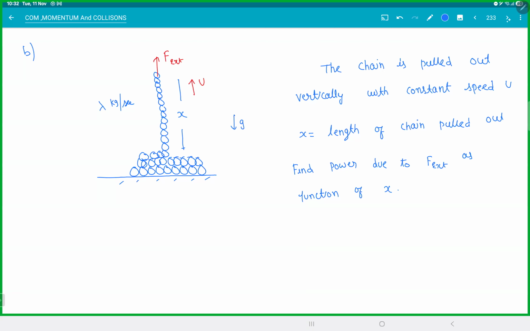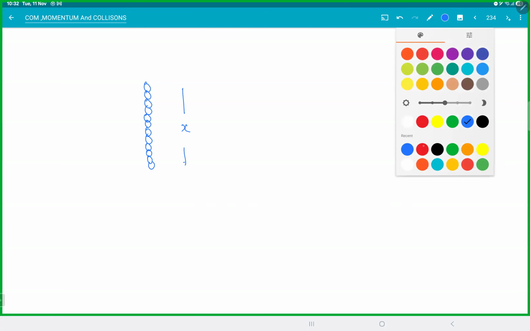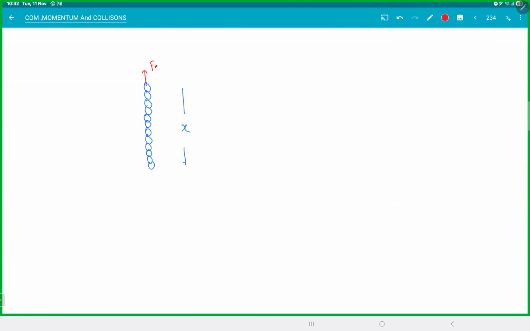Let's draw the FBD. So this vertical chain, which is x, how many forces are acting? One, you're pulling up with F external. Second, you have your own weight mg. Third, you're pulling with the force of lambda v square, Newton's third law. If you pull the chain out of the heap with lambda v square, the chain will pull you back with lambda v square. This is the force on chain due to the heap. So every time you pull the chain out of the heap, you have to apply lambda v square.